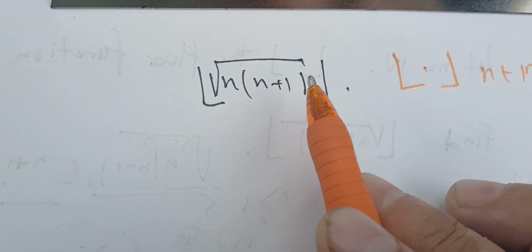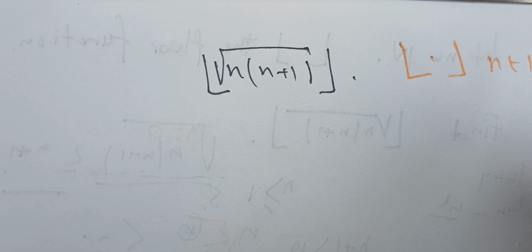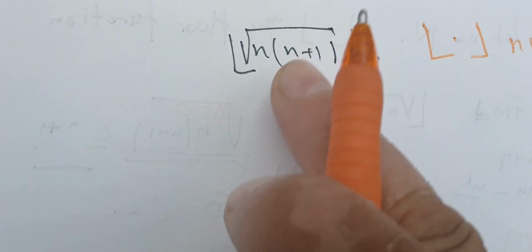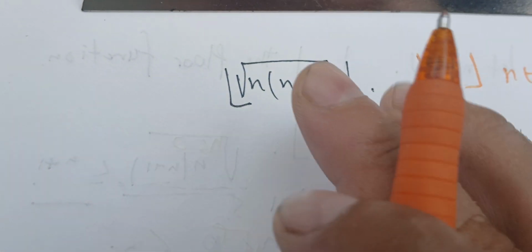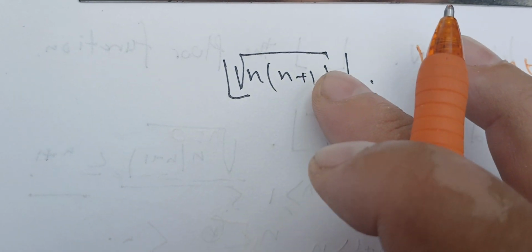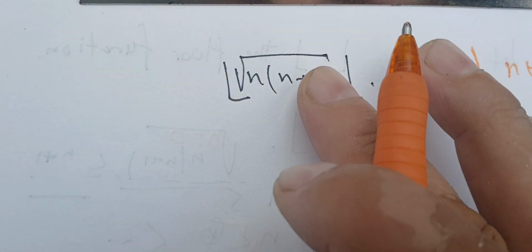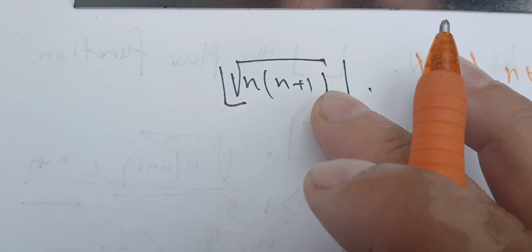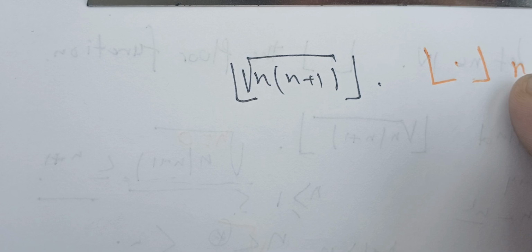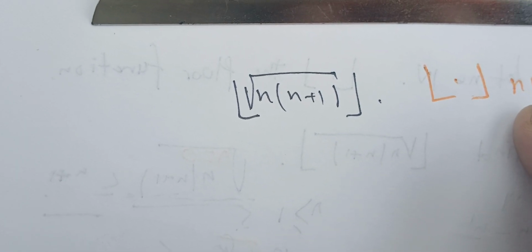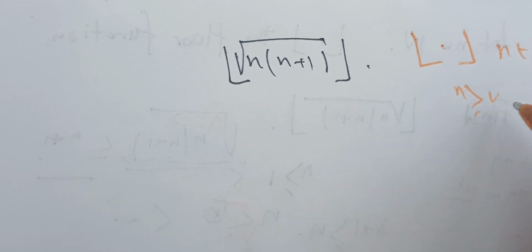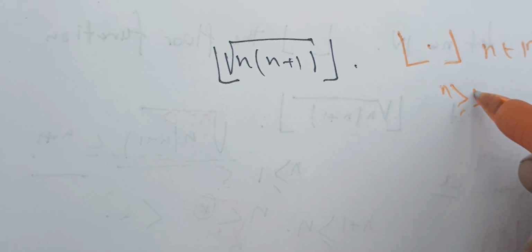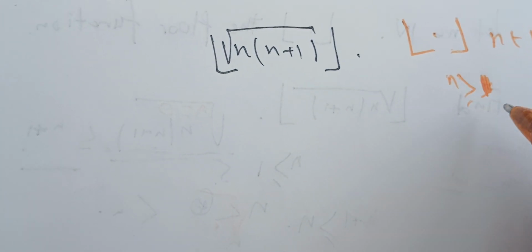Note that if n is 0, this floor is 0, because n times (n plus 1) is 0 times 1, which is 0, and the square root of 0 is 0. Therefore the floor of this 0 is just 0, because the floor of an integer is itself. So we're going to assume that n is bigger than 1.